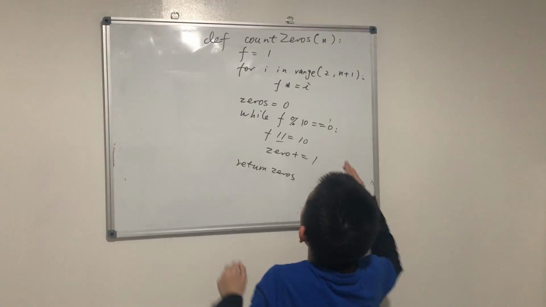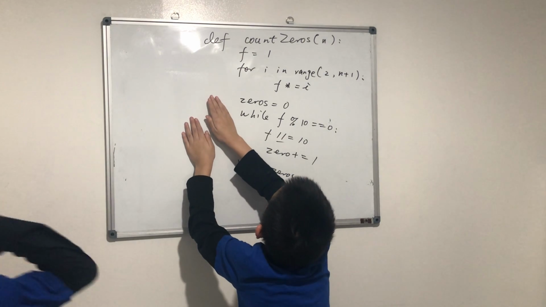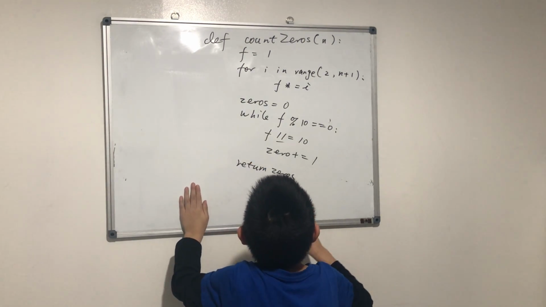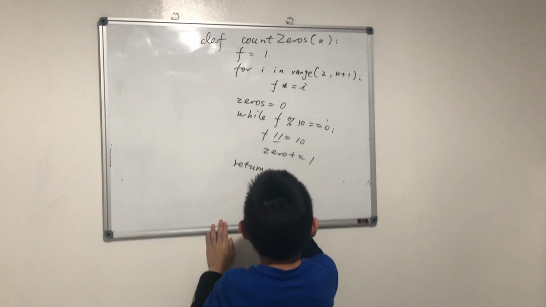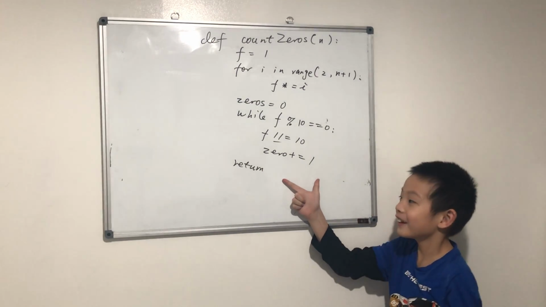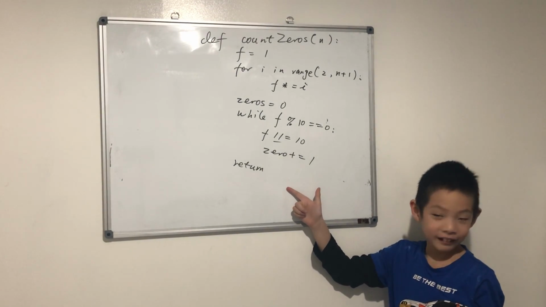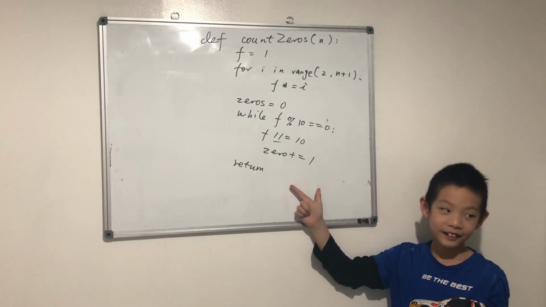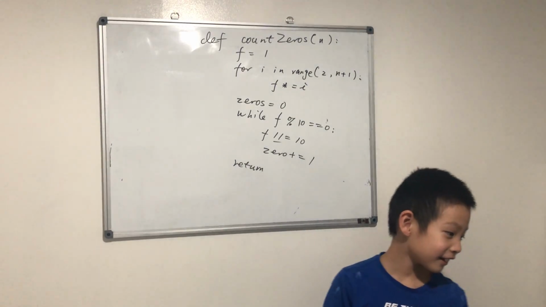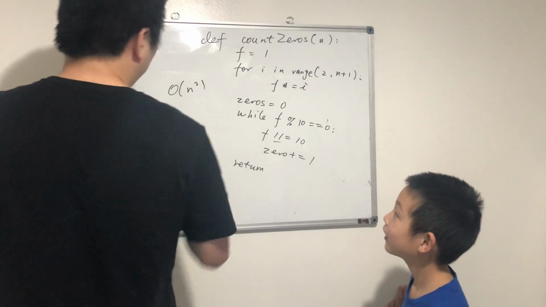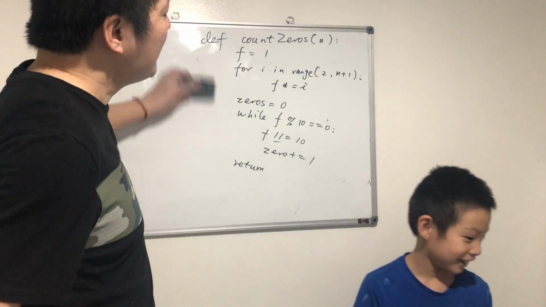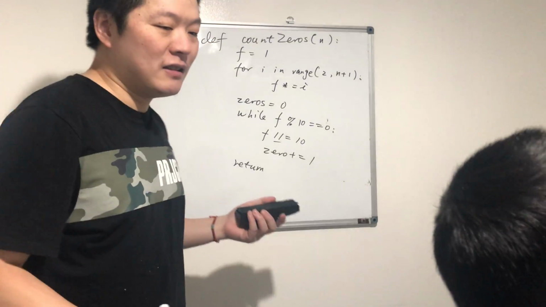Anyway, this method is very slow. So can we do better? Now remember what's here. The complexity for this one is O(n squared), but it's a bit complicated. We'll leave it to later. So can we do better?